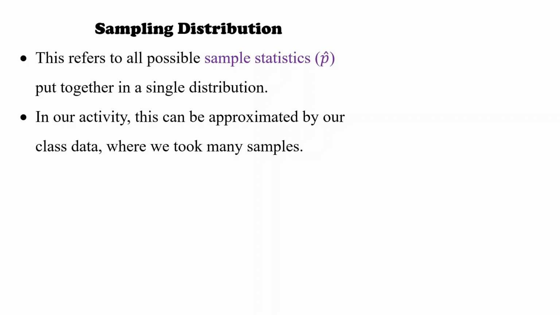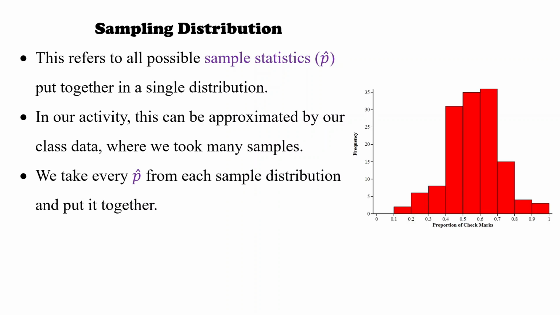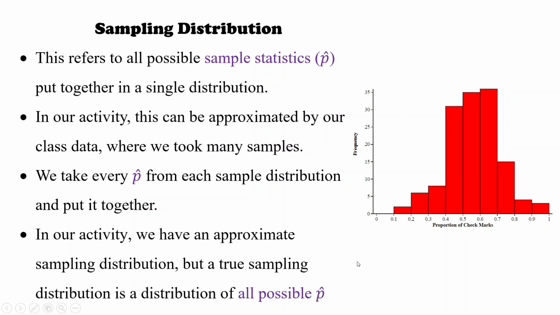It's an infinite amount, right? So if we take every P hat from each of those sample distributions we had and put it together, this is the graph we get. Proportion of check marks, and then the frequency each of them took. Notice we went from a bar graph into a histogram because we're no longer dealing with categorical data. Now we have quantitative data. P hat is a quantitative value. So this is our approximate sampling distribution. A true sampling distribution takes on all possible P hats, but this simulated sampling distribution is going to highlight some key features of all sampling distributions. And that's what we're going to discuss in these last couple of questions in our activity.